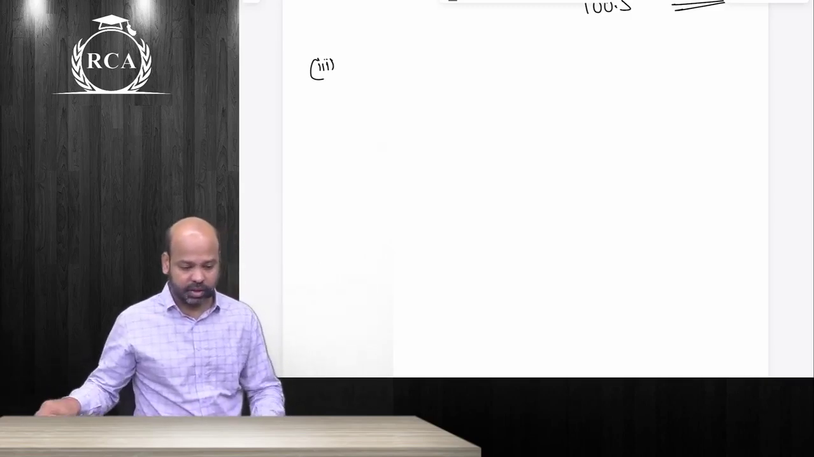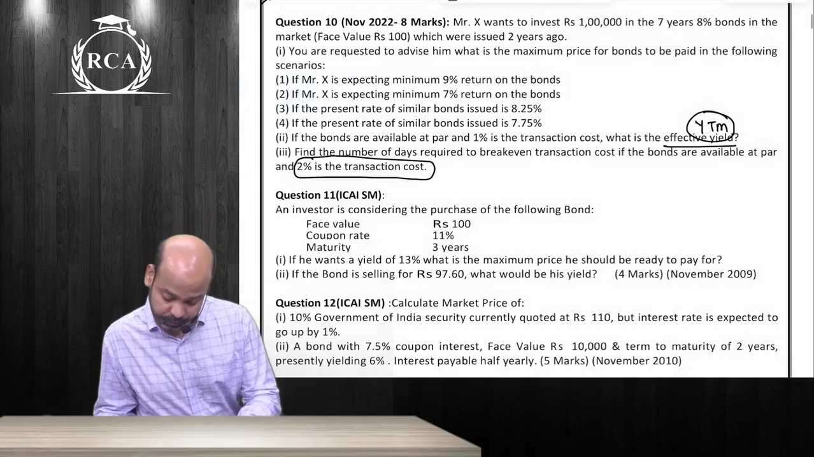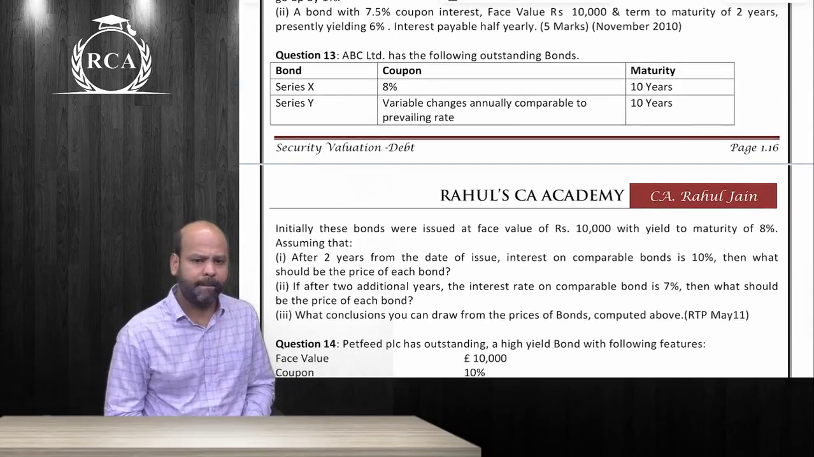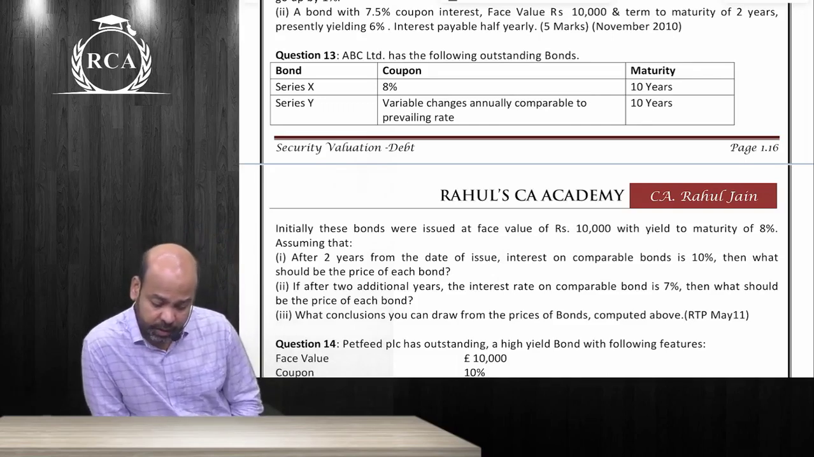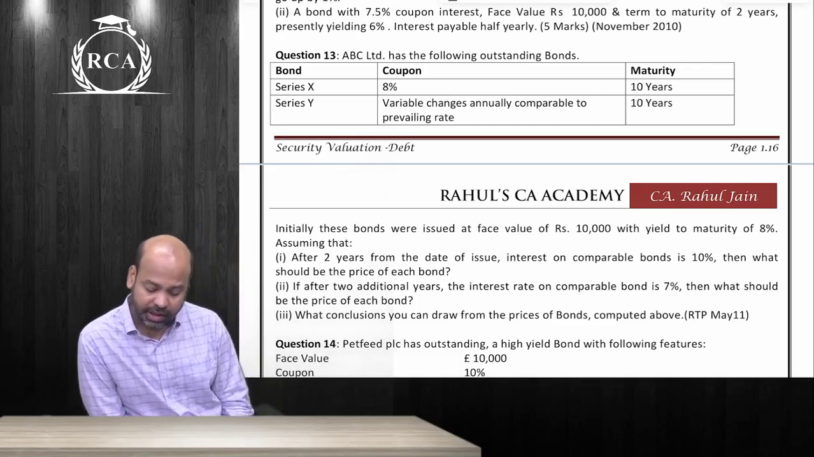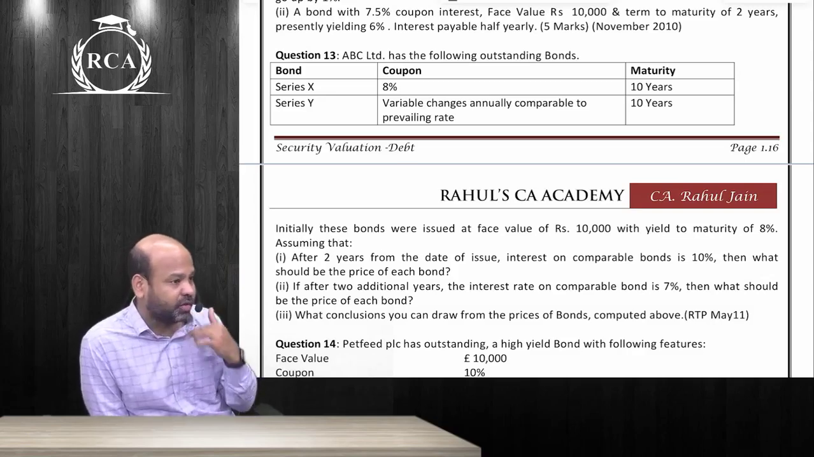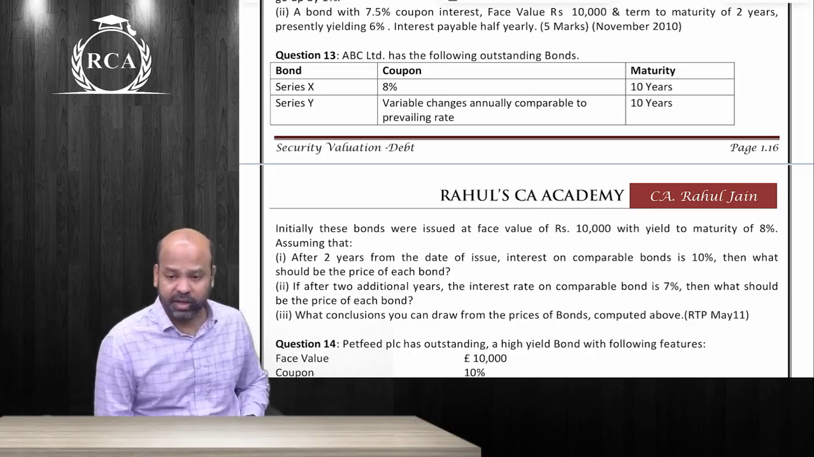Now guys, questions number 11 and 12 are done. The 13th one, guys. Question number 13. ABC has the following outstanding bonds. Series X has a fixed coupon of 8%, matures in 10 years. Series Y is variable, changes annually comparable to prevailing rate. So Series Y is a floating rate bond.